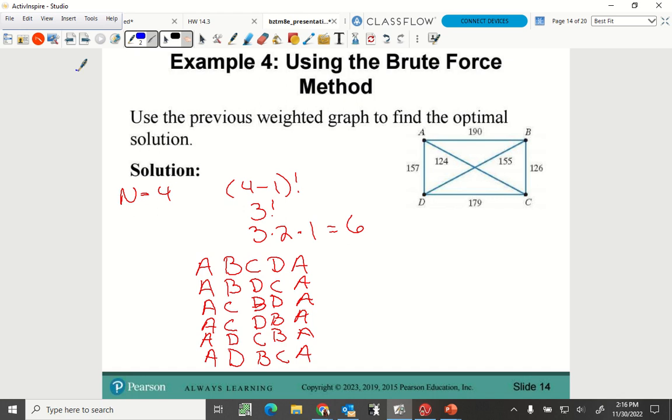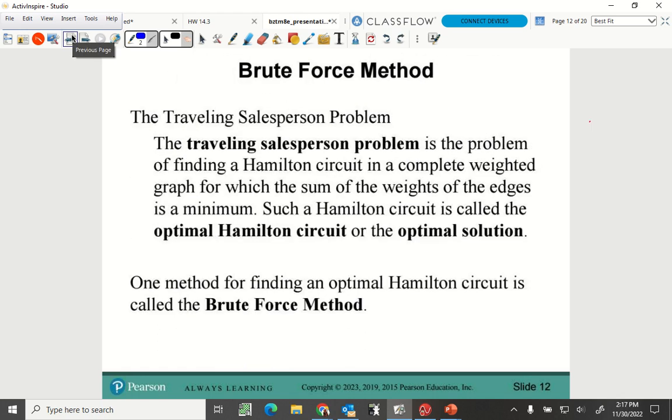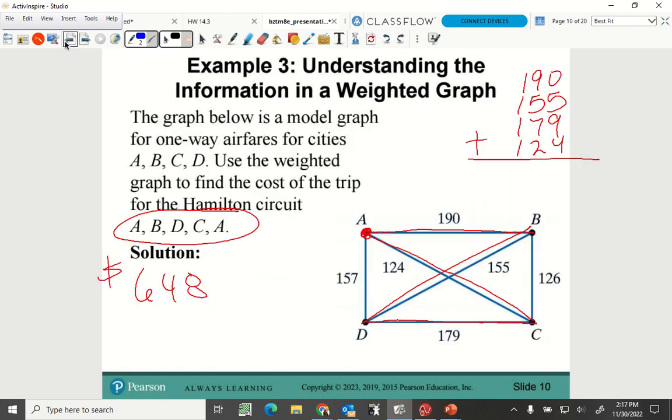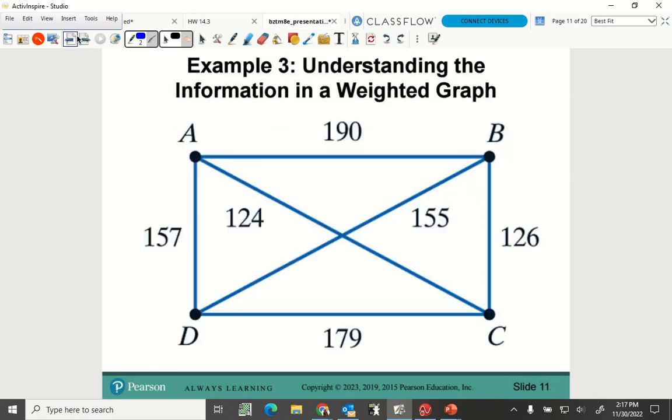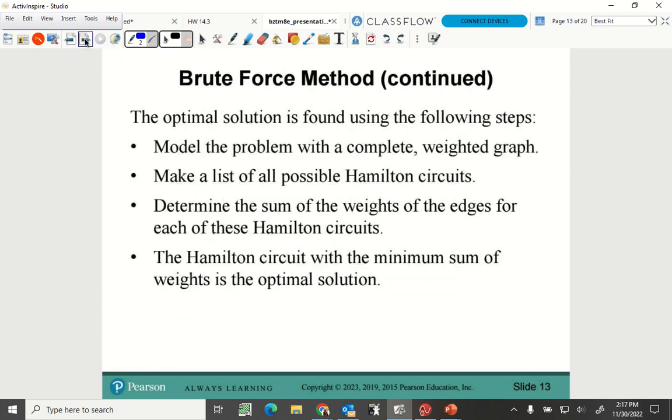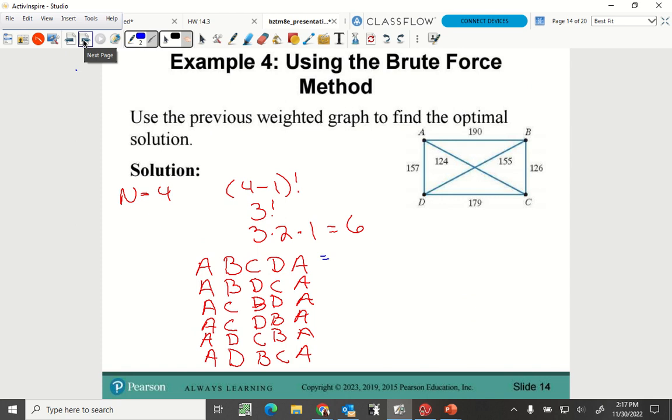So right here we have A, B, C, D, A, which came out to be, what was the number? 648, because this is the one that we did earlier. So the first one is what we did earlier, 648. And now I want you doing the same thing, going through and calculating your values.